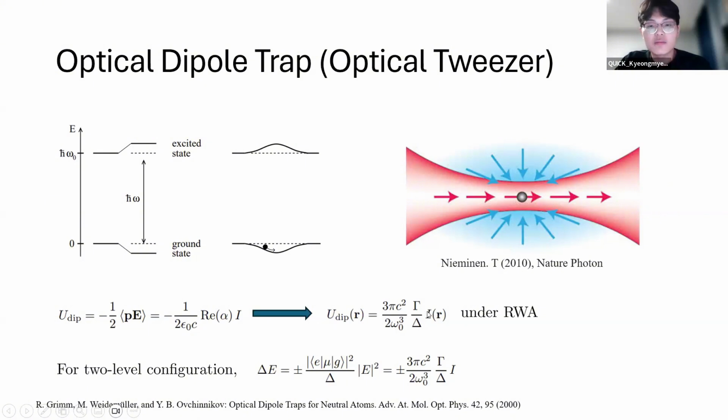So what this means is that we can manipulate the intensity of the tweezer laser to change the depth of the potential level and trap atoms in the ground state. So the higher intensity, the better for trapping.